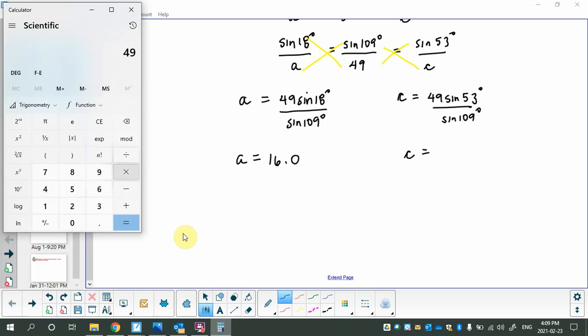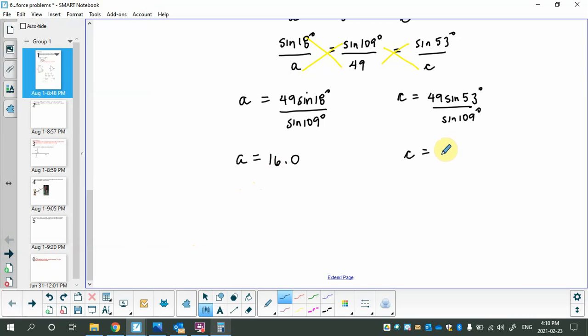So 49 times sine 53 on my calculator divided by sine 109 on my calculator equals 41.4.